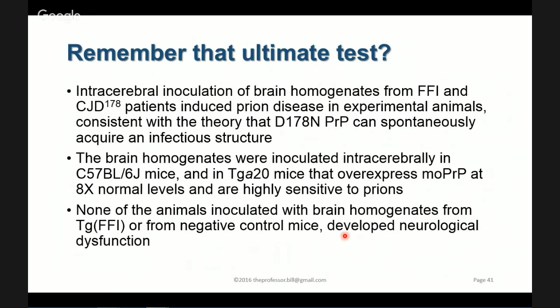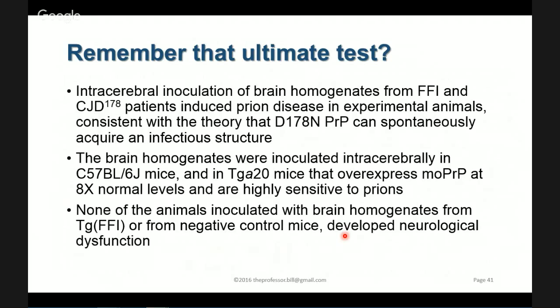So they try to do this. Again, when they try to do this in mice that are really, really sensitive, they should be responding. So you get these mice that overexpress the mouse version of the prion protein in the second bullet point, these transgenic TGA20 mice, and these are really, really sensitive. If you intracerebrally inject a prion here, you should expect to see aberrantly folded prions after the injection.